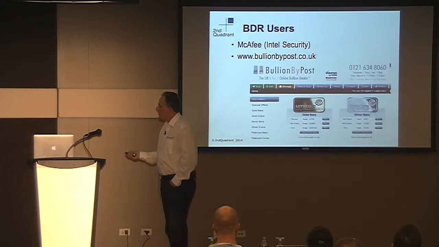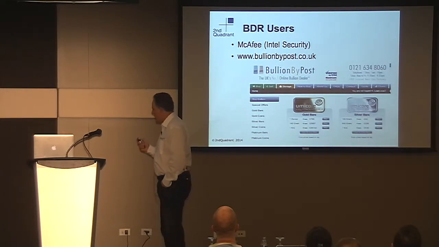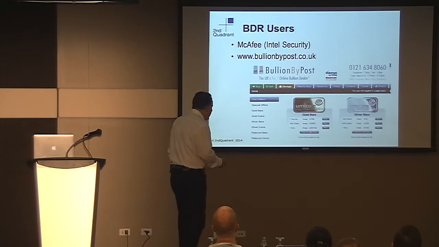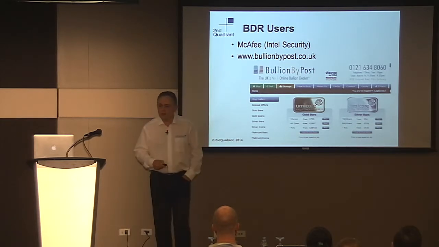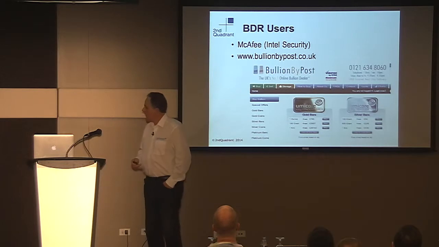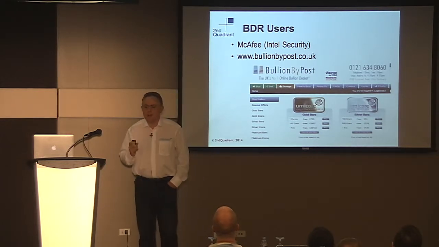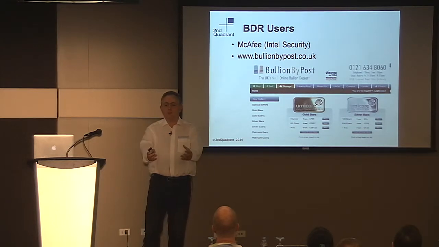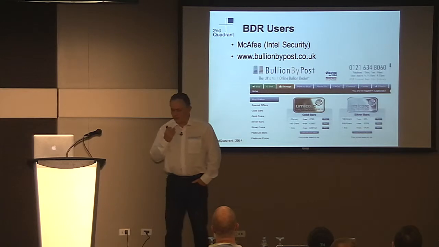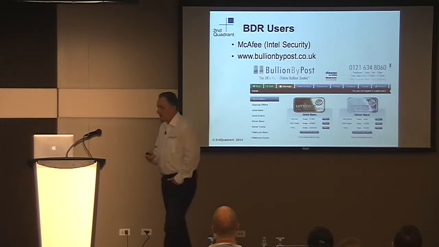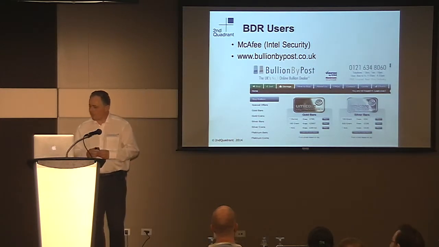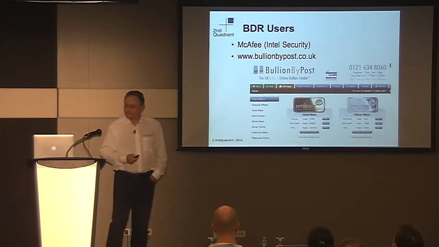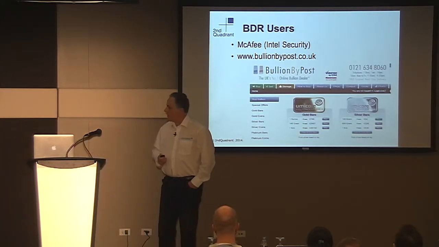There is another company that we're able to talk about more publicly, Bullion by Post. These guys sell gold bars on the internet, and if you look here, you can buy kilos of gold for like $40,000 and things like that. And if you want, you can actually buy a gold bar, and they will come around with a security van and give you your gold bar. It costs about $300,000. I haven't bought one. So that's who's using it at the moment.